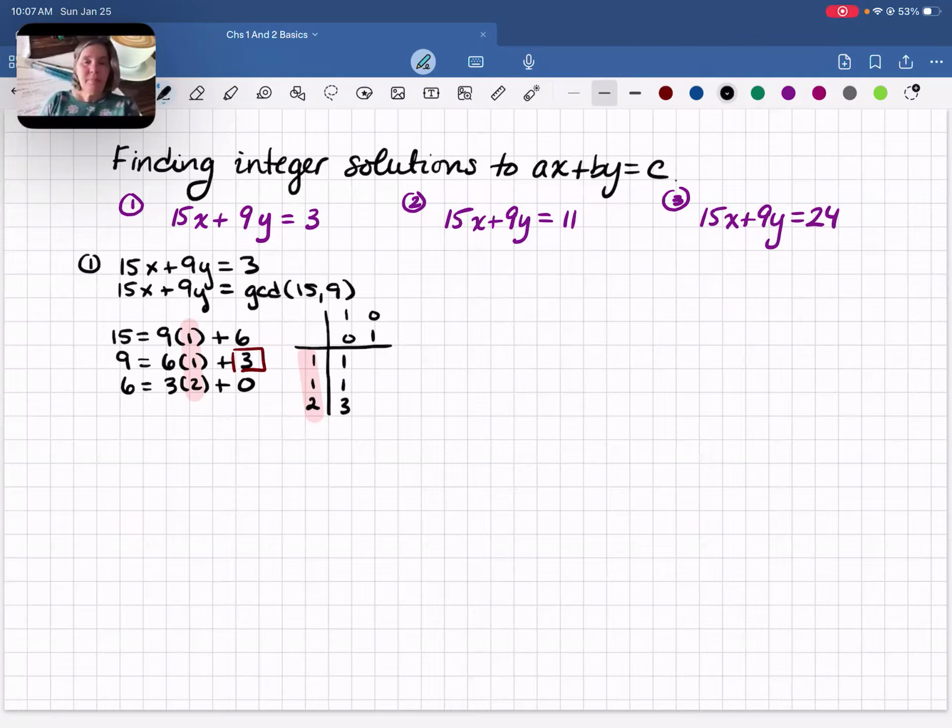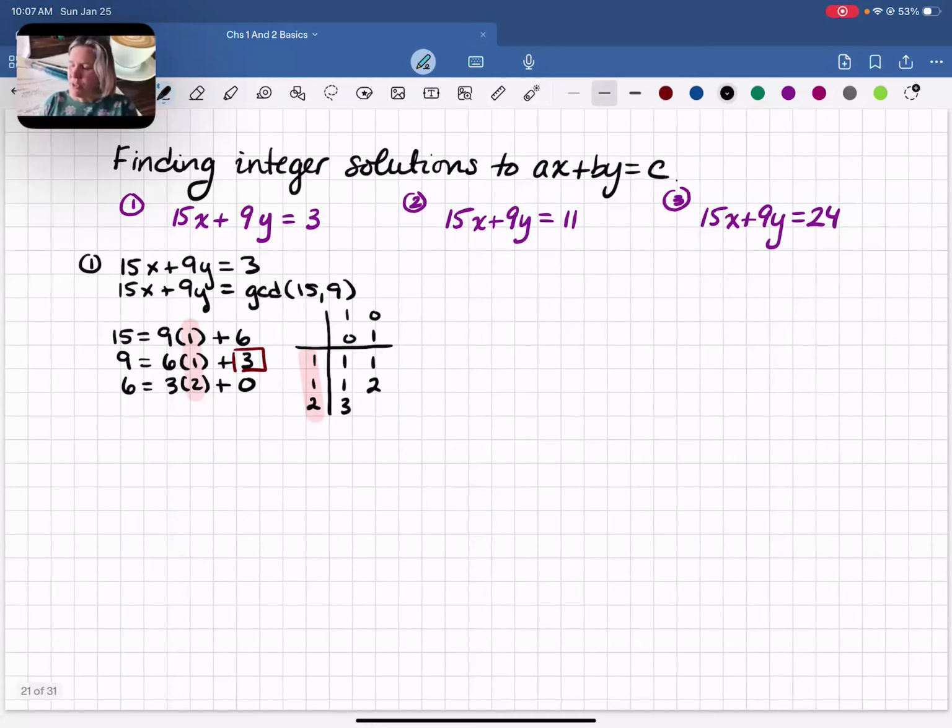Then I'll do the same thing with the second column. 1 times 1 plus 0 is 1. 1 times 1 plus 1 is 2. And 2 times 2 plus 1 is 5. Okay, just as a check, down here at the bottom, this number 3 is 9 divided by 3, and that number 5 is 15 divided by 3. Those are the values of a and b divided by the GCD. And so that means I've done this correctly.